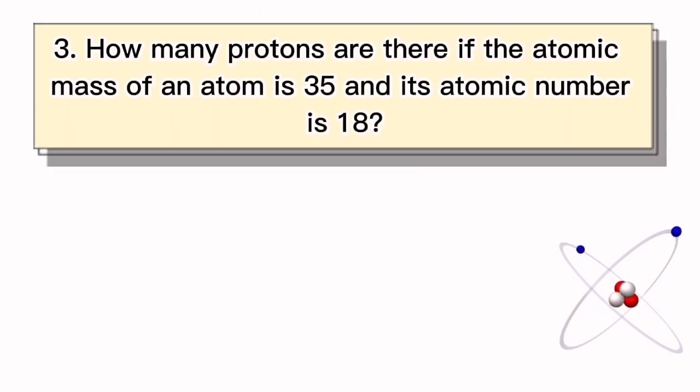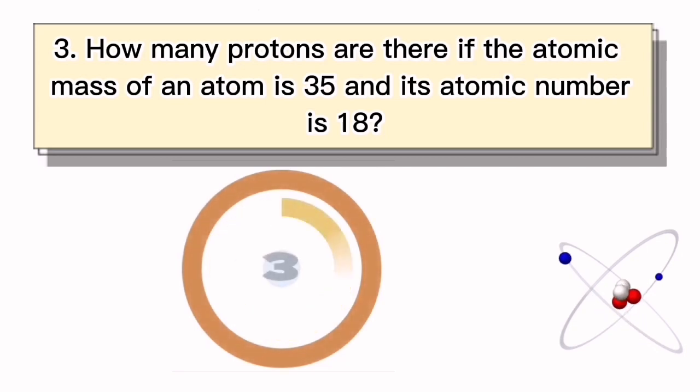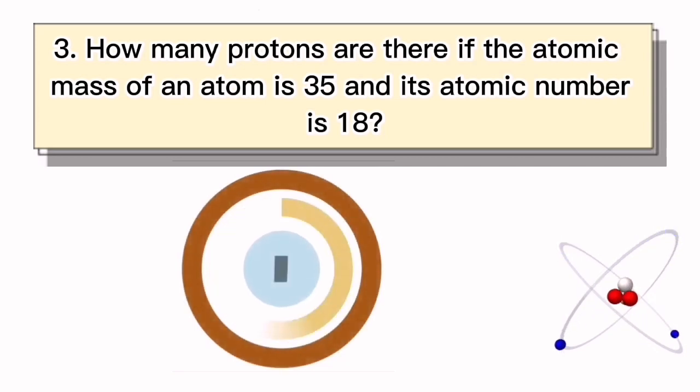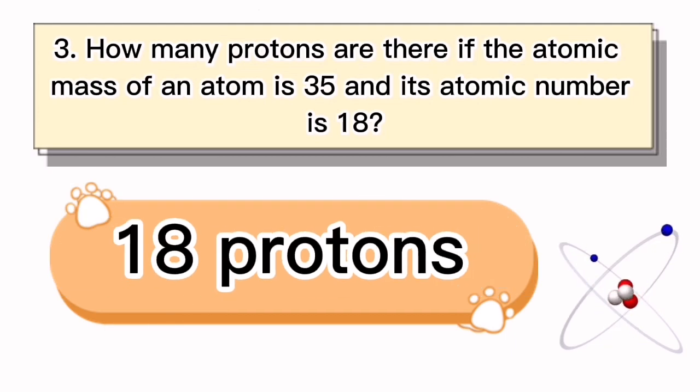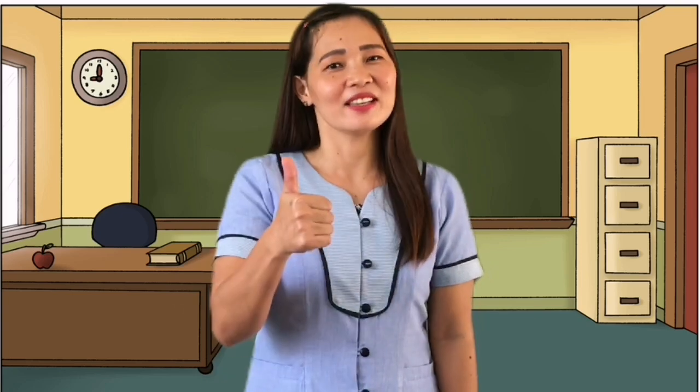Number 3. How many protons are there if the atomic mass of an atom is 35 and its atomic number is 18? Ready? Go! The answer is... Did you get it? Very good! Were you able to get all the answers correctly? Impressive! Congratulations for a job well done!